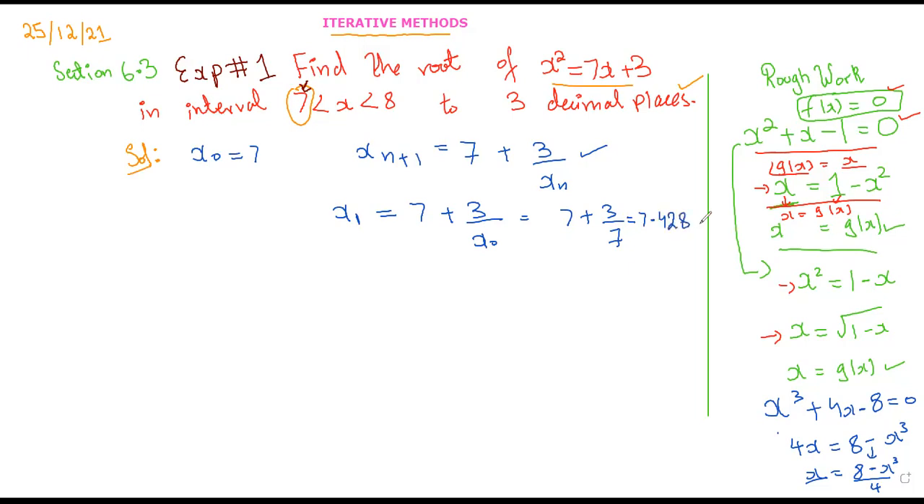And this would be 7.428. Okay. Never ever write it to 2 decimal places or 3 decimal places, especially when you have been given 3 decimal places. Okay. And I'll tell you in the next step.